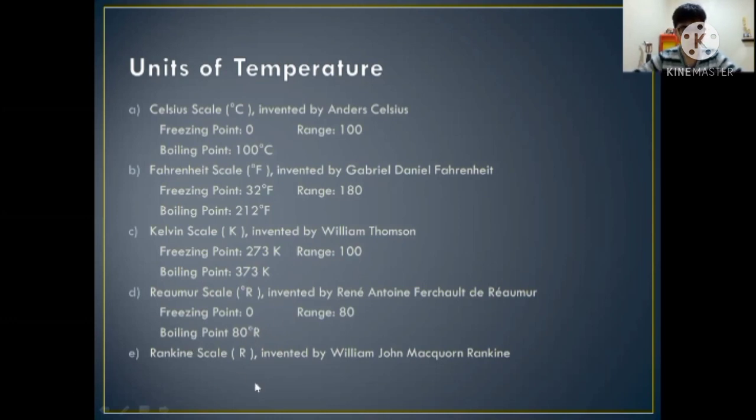Now for the last scale, which is the Rankine scale, it is a little higher than the others, and I also don't know why it's high, but it's stated already by William John Rankine that the freezing point will be 492 R and the boiling point will be 672 R. The range between these points is 180, which is the same as Fahrenheit.